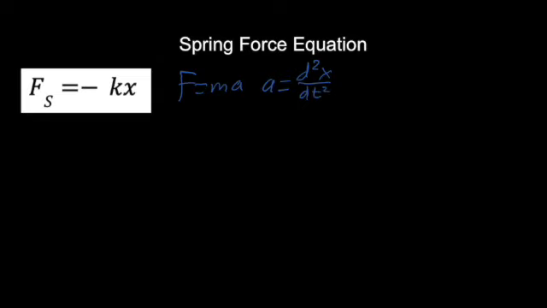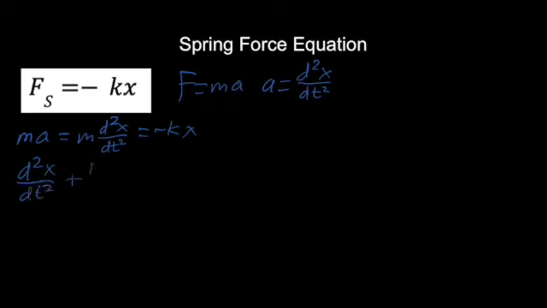So substituting this in, we can say that mass times acceleration, which equals mass times the second derivative of x with respect to t, equals negative k times the position. Rearranging and dividing by mass on both sides, we get the second derivative of x with respect to t plus k over m x equals 0. So this is a second order differential equation that is general to Hooke's law.